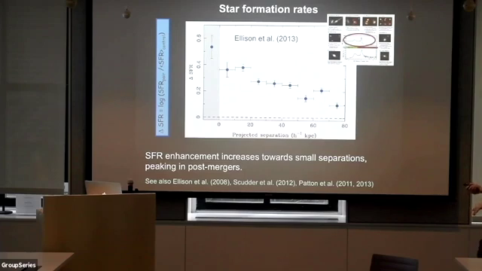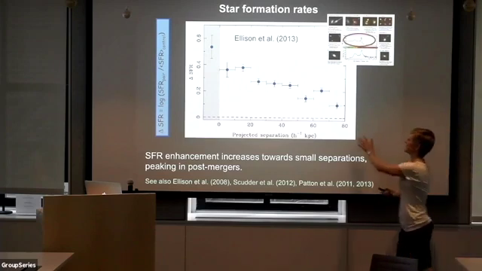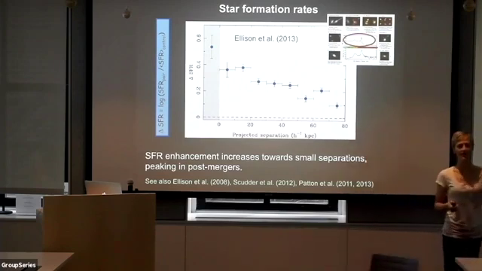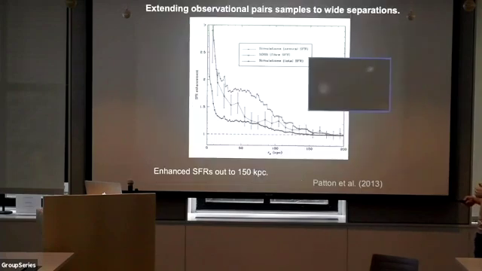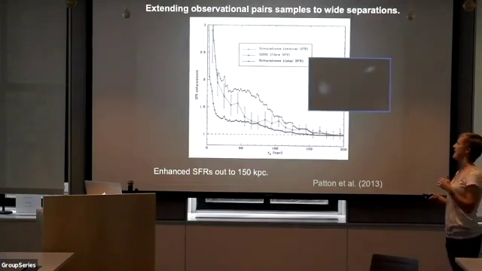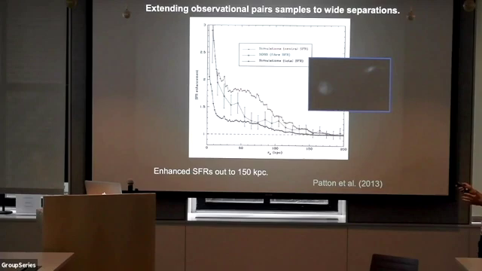Another interesting feature is that we still see enhancement all the way out to 80 kiloparsecs. When we originally made our sample, we thought this was going to be plenty wide enough to return to the kind of field value, but that turned out not to be the case. So we actually redid the analysis with a much wider set of separated pairs.